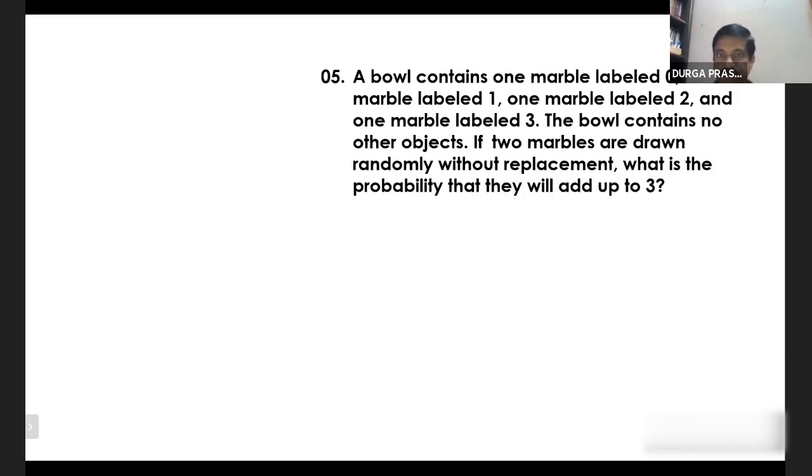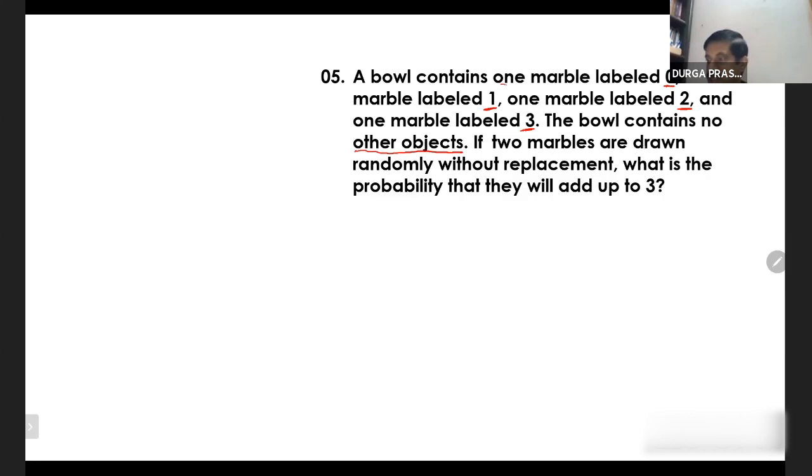Look at this question. A bowl contains one marble labeled 0, one marble labeled 1, one marble labeled 2, and one marble labeled 3. The bowl contains no other objects. So it has only 4 marbles, labeled 0, 1, 2, and 3. Please remember this. There are only 4 objects.